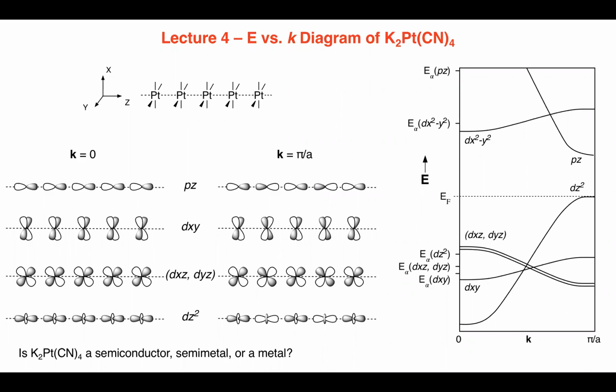The other thing that happens is that this function runs up in energy as you go from 0 to pi over a. This function runs up. This one runs down. This is a sigma bonding MO. This is a delta bonding MO. This is a pi bonding MO.